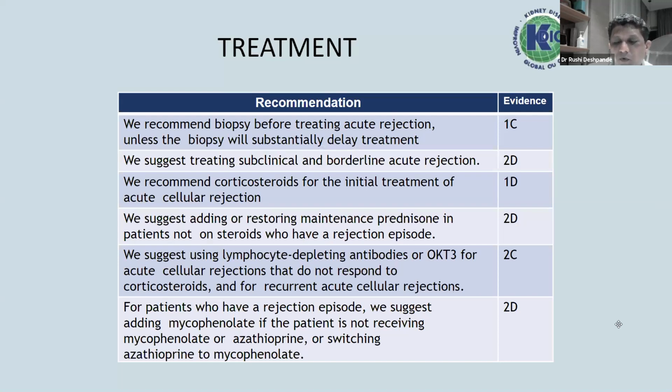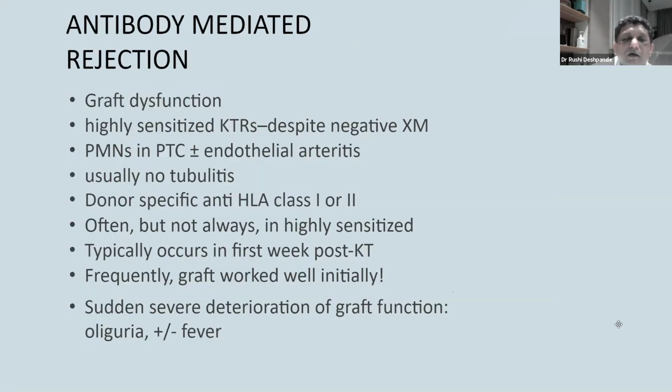When it is not responding to steroids, it is called steroid refractory rejection, in which case lymphocyte depleting antibodies or OKT3 can be used. Also, in patients with recurrent acute cellular rejection, you might want to use a lymphocyte depleting antibody. If a patient has a rejection, then it's better to switch from azathioprine to mycophenolate, or vice versa. If they are not on azathioprine or mycophenolate, then you add mycophenolate to them. That is the recommendation.